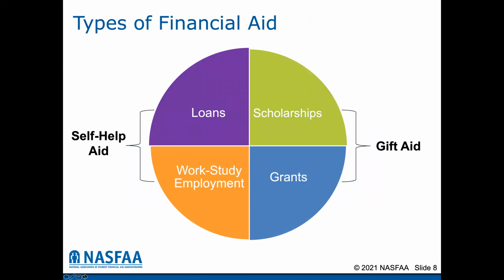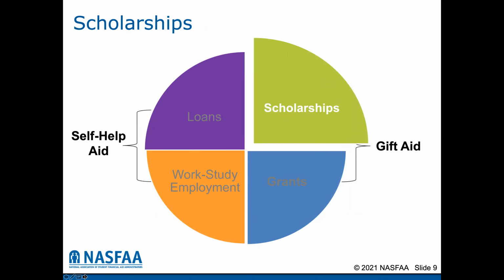There are several types of financial aid: loans, scholarships, grants, and work-study employment. We'll review each one. Scholarships are awarded to students based on merit, characteristics, a variety of different items that can be taken into consideration when students are applying for scholarships or are awarded scholarships. It could be based on their degree program, their GPAs, credits, characteristics such as blue eyes, brown eyes, those types of things.